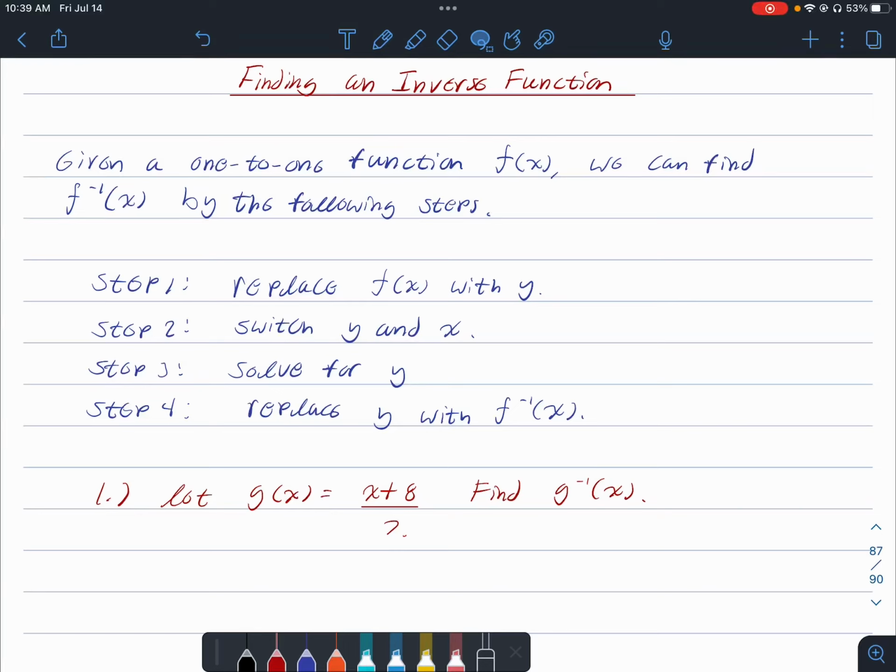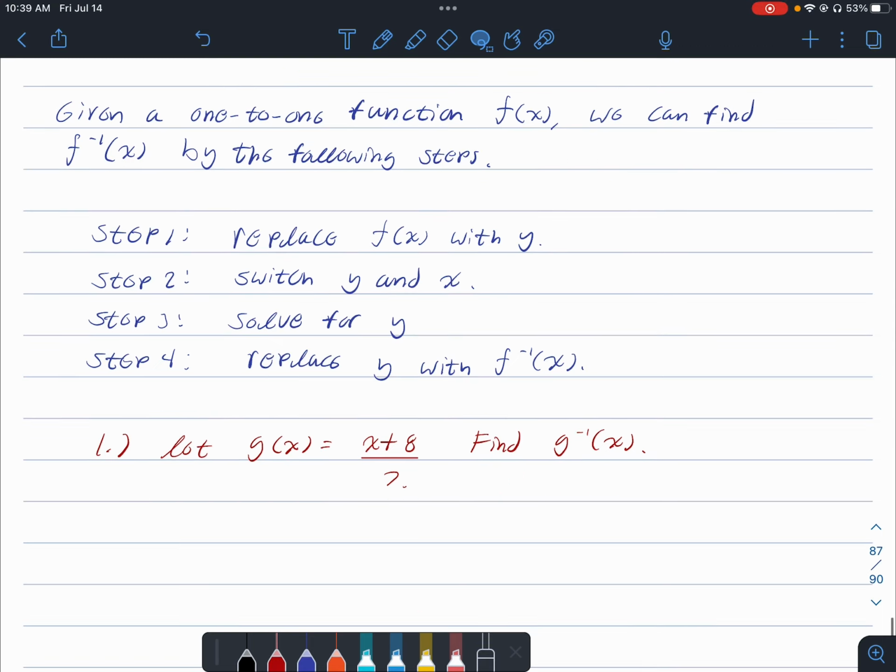Hi everyone. In our previous video, we talked about determining whether or not two functions were inverses of each other. In this video, we are going to be determining an inverse function just given a one-to-one function. So given a one-to-one function f of x, we can find f inverse of x by the following steps.